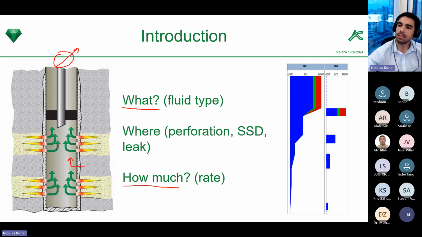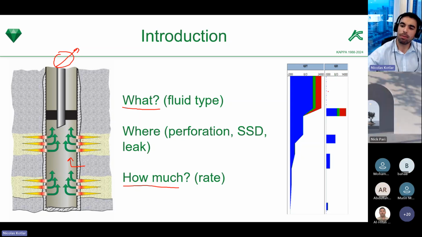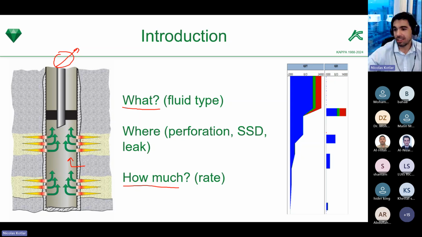As you can see here, this is the typical cumulative flow profile and the contributions flow profile. In this case, for example, you can see that the bottom 3 layers produce water. So you can imagine the type of measures that you may want to take after this. You may want to set a plug, if you can, at this depth and get rid of the water coming from below. So this is why we do PLT.